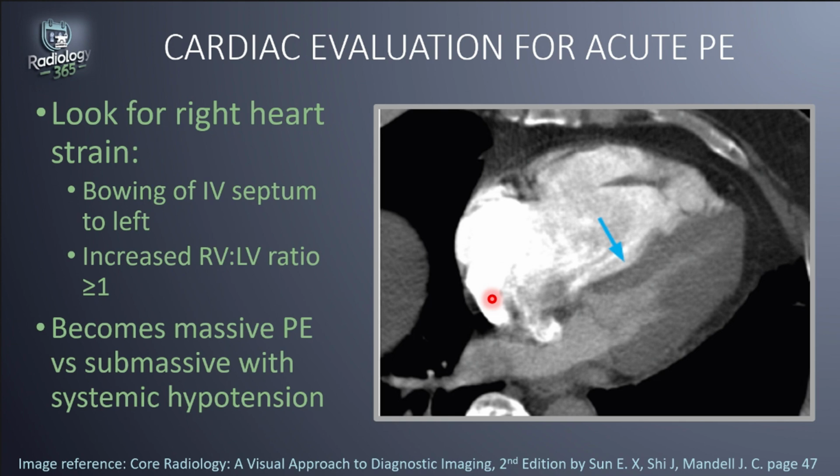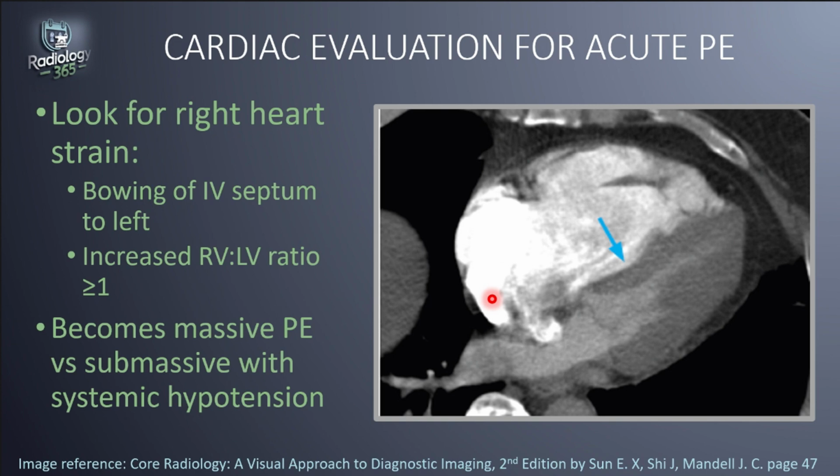However, to call it massive PE, there should be systemic hypotension, that is systolic blood pressure of less than 90 millimeters of mercury, in addition to the pulmonary embolism. Then we'd call that a massive PE. So once you have systemic signs of low blood pressure, then automatically it's massive.